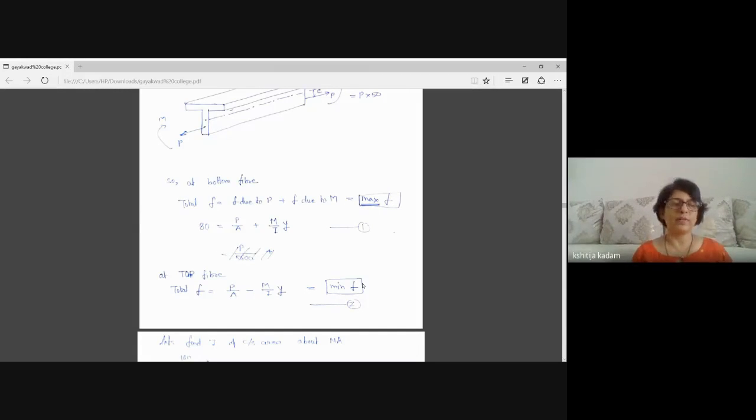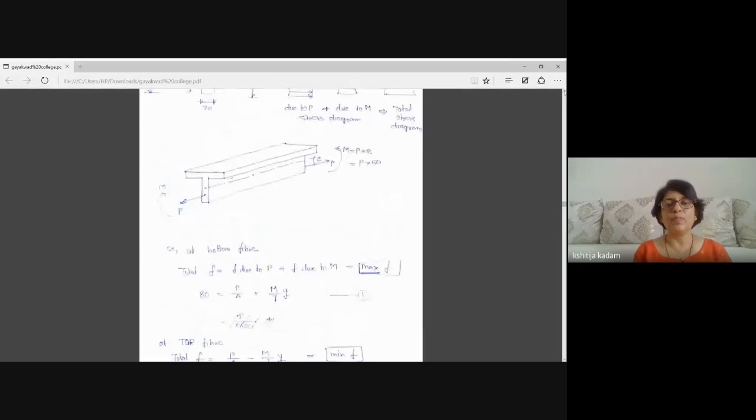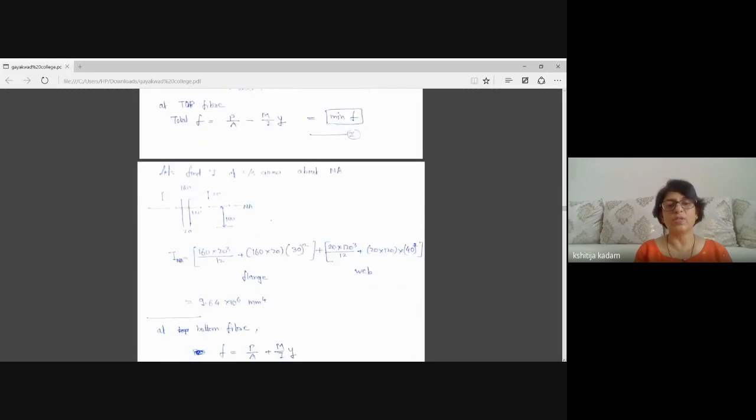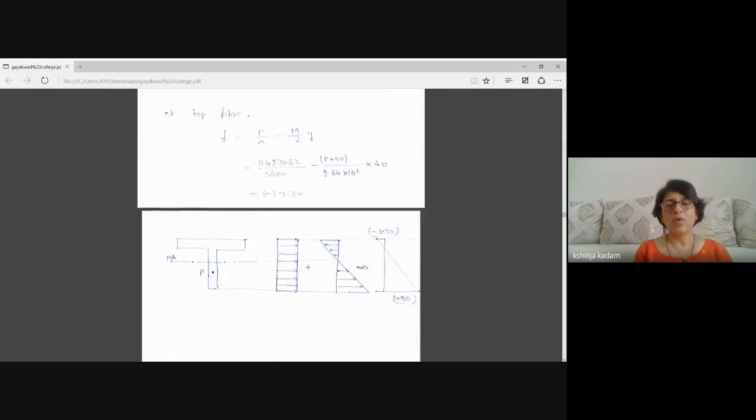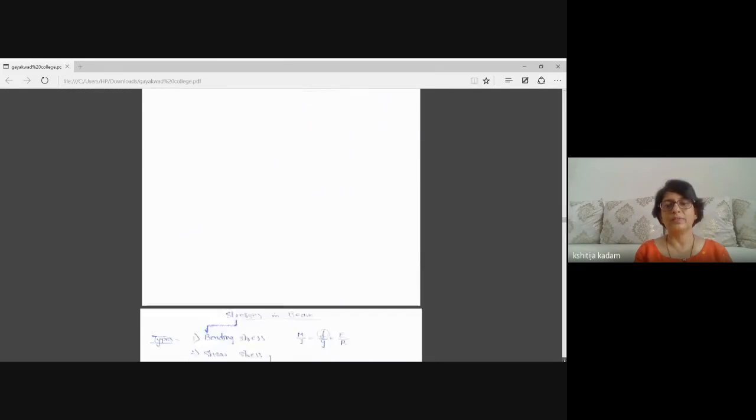With this example, what I want to convey is that whatever is given in the question, please visualize your question properly, and then apply the formulae. You as an engineer should be able to visualize how the structure is deflecting and what its deflected pattern is.